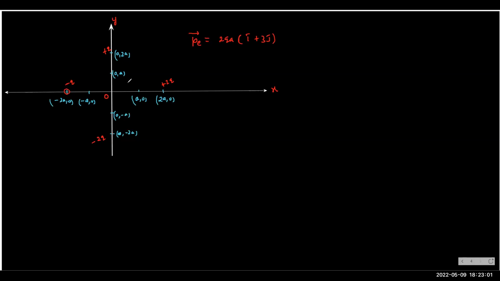So 6QA into I cap plus J cap. Okay, so 6QA into I cap plus J cap, sir. Okay, so that seems to be correct only. So I think this is the first dipole, like this.